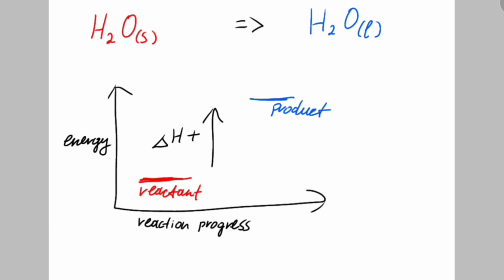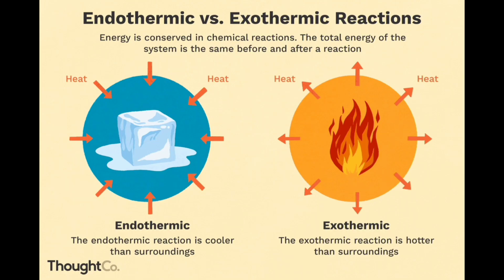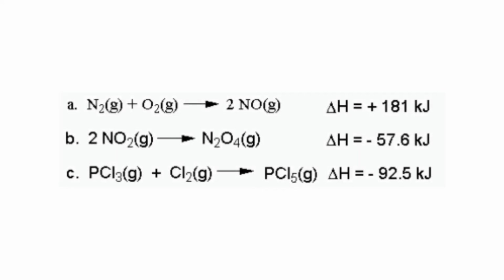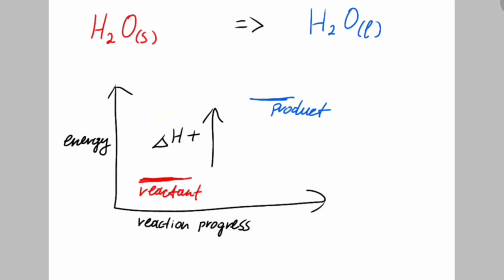Basically, reactions that release heat are exothermic, and the reactions that absorb heat are endothermic. So to determine which reaction is endothermic, we need to look at the sign of the enthalpy change. If it is positive, then the reaction is endothermic and it absorbs heat.